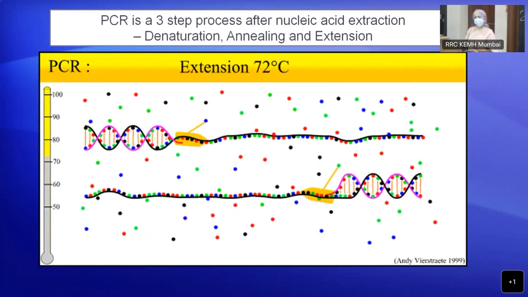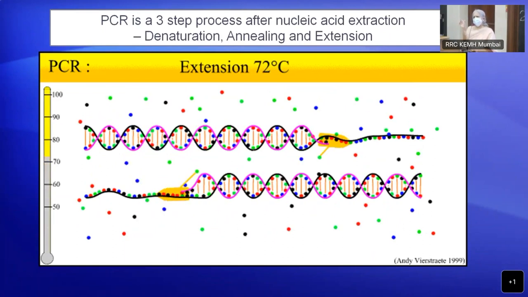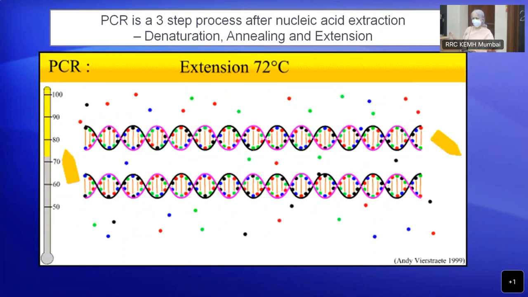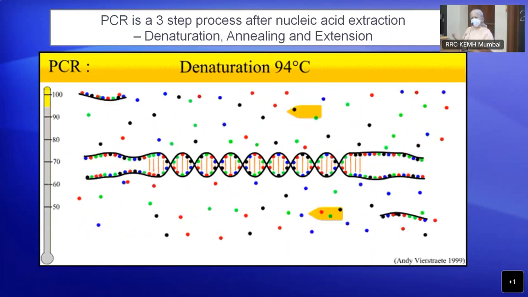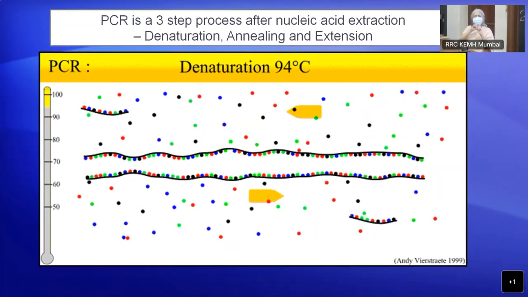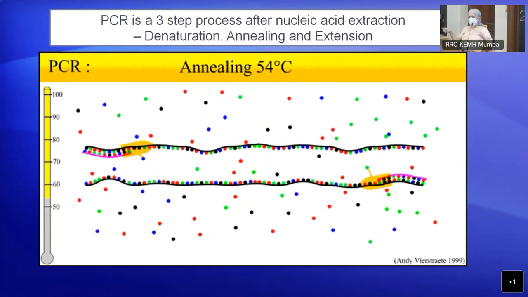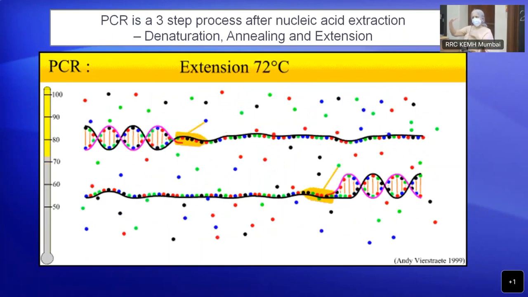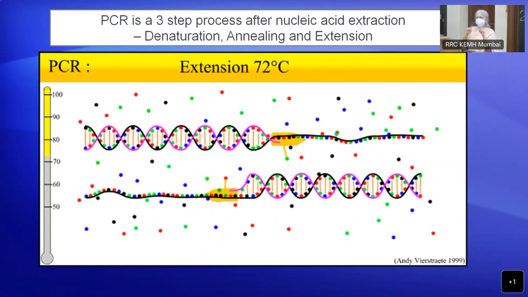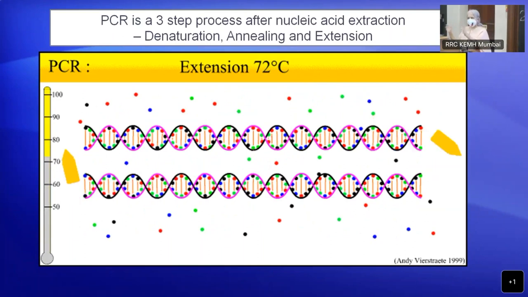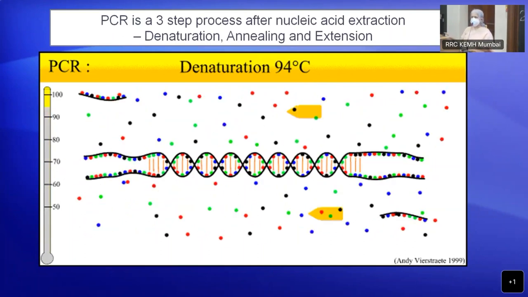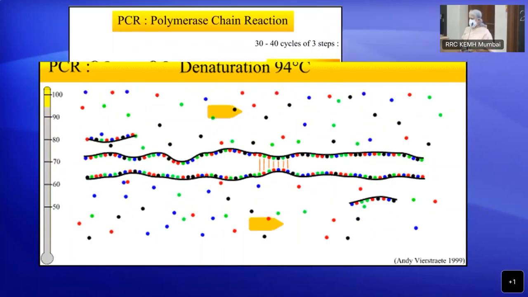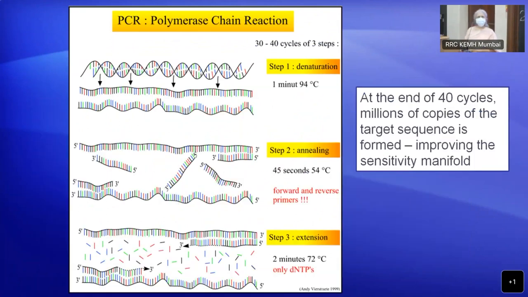So that is achieved by what is called annealing a small bit of sequence to both the ends. One is the 3'-5' primer, the other is the 5'-3' primer, and then you allow it to extend. So you have three steps. The first is denaturation. The second is annealing of the fragments that will extend to the length that you want, and the third is extending the same. So at the end of 40 cycles, you'll end up with 10 to the power of 9 copies.